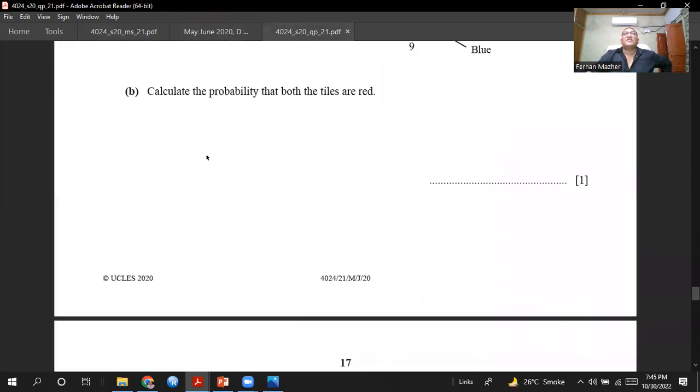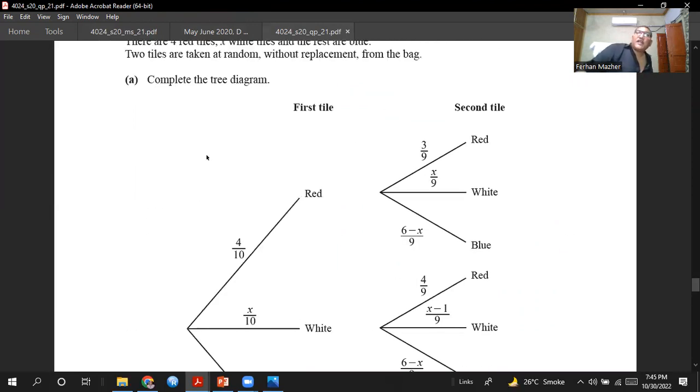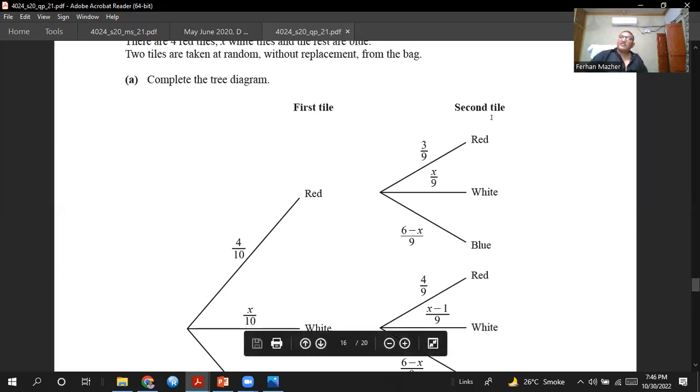The next question is to calculate the probability that both the tiles are red. The probability of red, comma red is here. You can see this is red, comma red. So just multiply these probabilities. The probability of red, comma red will be 4 by 10 multiplied by 3 by 9.